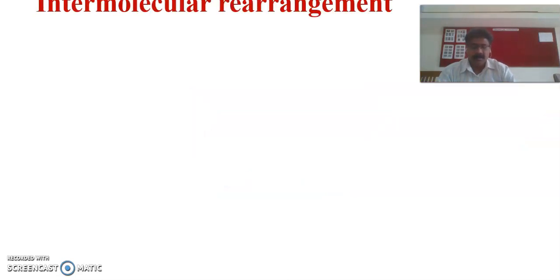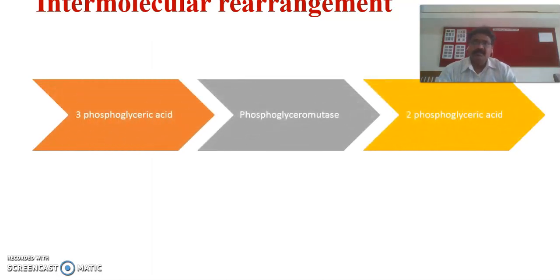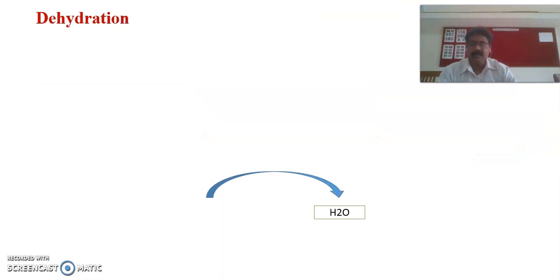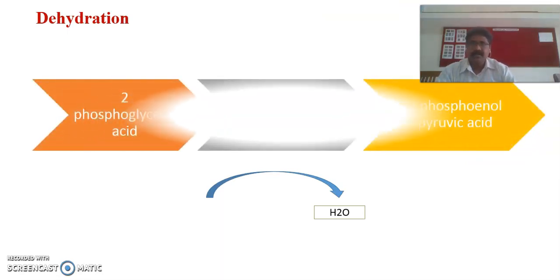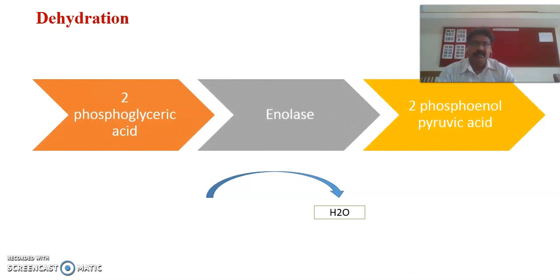Then intermolecular rearrangement. In this step, 3-phosphoglyceric acid is converted into 2-phosphoglyceric acid. You can see here the enzyme responsible is phosphoglyceromutase. This step is followed by dehydration. In the dehydration, 2-phosphoglyceric acid is converted into 2-phosphoenolpyruvic acid. One important enzyme performs its role here, which is enolase. So this is the step of dehydration.